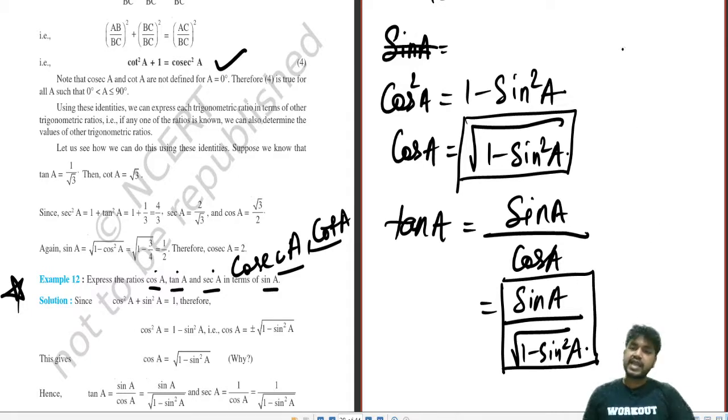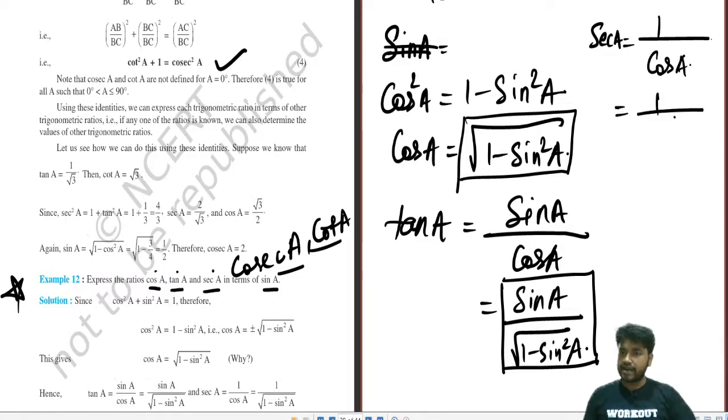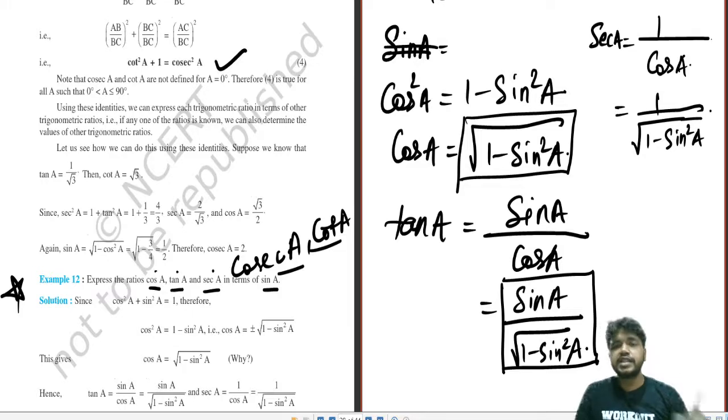Moving on with sec A. This would be a bit tougher call, but yeah, we can do it. Sec A is 1 by cos A, sorry, writing it as theta, cos A, and cos A we have derived as the square root of 1 minus sin square A. So I think you would be clear with this. So we have expressed cos A in terms of sin A, tan A in terms of sin A, sec A in terms of sin A.